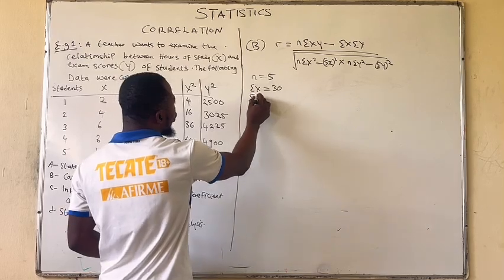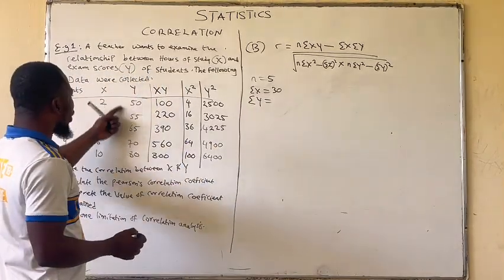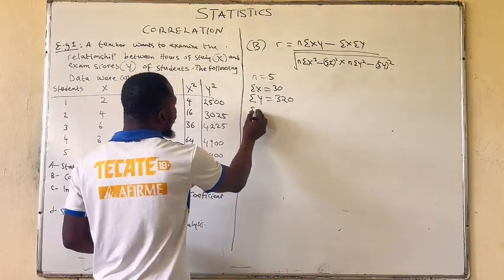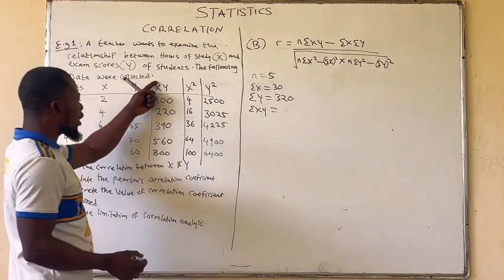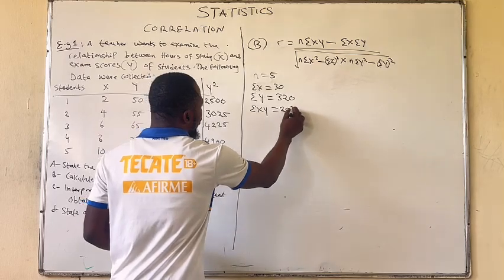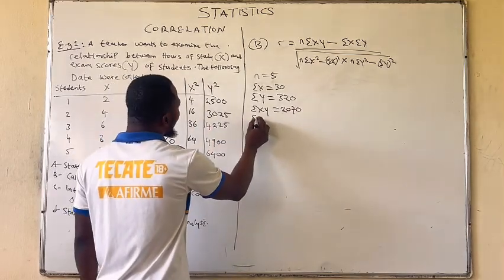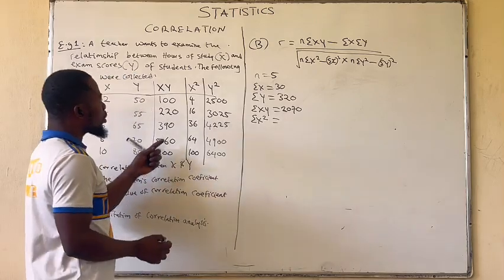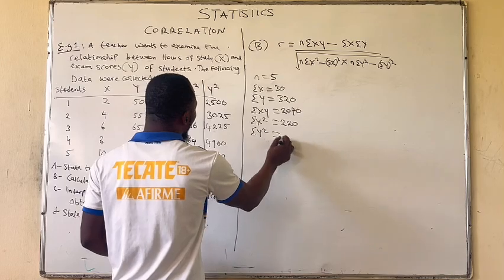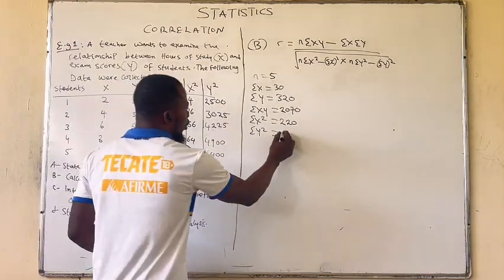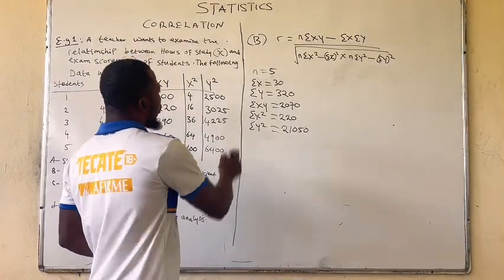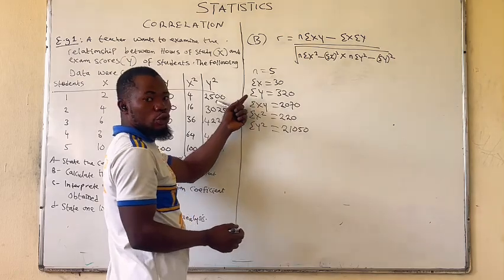We also need summation of Y. Add all the Y together, it will give us 320. We need summation of XY. Add all the XY together, we will get 2070. Then we need summation of X squared, which gives us 220. Summation of Y squared will give us 21050.